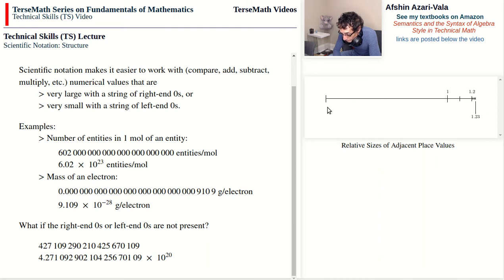1.2 is better. It takes us from here to here, but we are still missing an appreciable amount, especially if the 3 was 9. This would be almost another 10th. But beyond that, it becomes way too small.